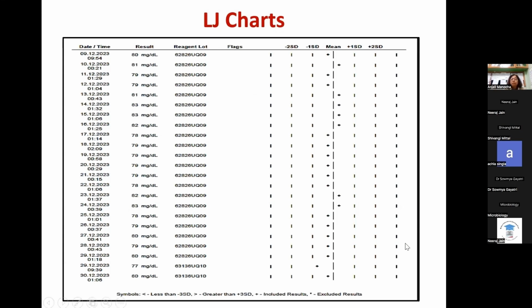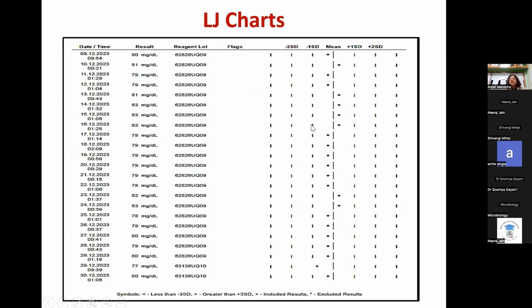Now, these are just some examples of LJ charts. In the morning lecture, Dr. Neeraj Jain had also told us about the LJ charts. This is just an example of a very good LJ chart, where this is the mean, this is the one SD range, these are two SD ranges, and these are three SD ranges.